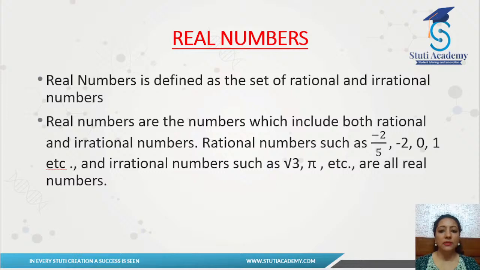In grade 7 and 8, we started rational numbers. Rational numbers are those numbers which can be written in p by q form. And then in grade 9, we started irrational numbers. That means those numbers which cannot be written in p by q form. So together, if we take rational and irrational numbers, that forms a new collection, that is real numbers. Rational numbers can be written in p by q form. Irrational numbers cannot be written in p by q form. And together, they make a new collection, that's real numbers.